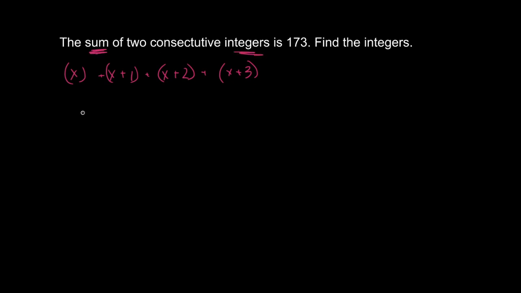So one number, we don't know what the number is. But this number plus a number right after it, because consecutive integers means a number right after it, is going to be x plus 1. And that equals. "Is" is almost always an equal sign. So is 173. We need to find what the integers are.